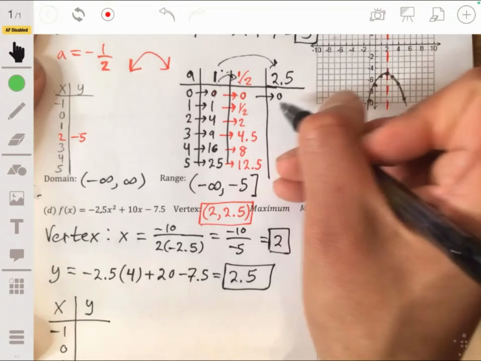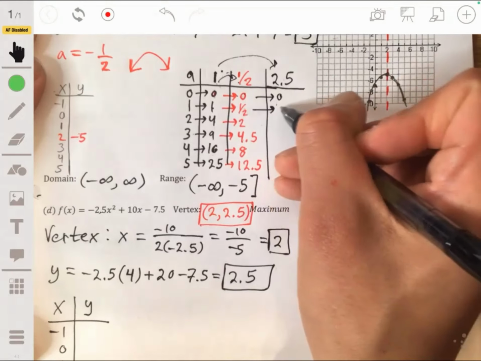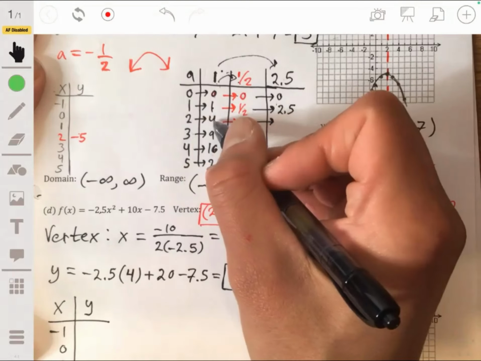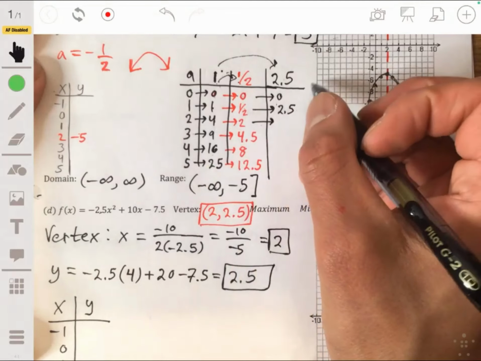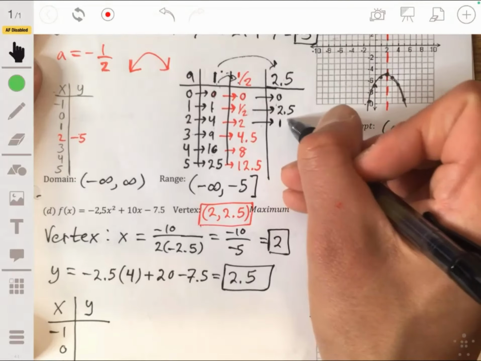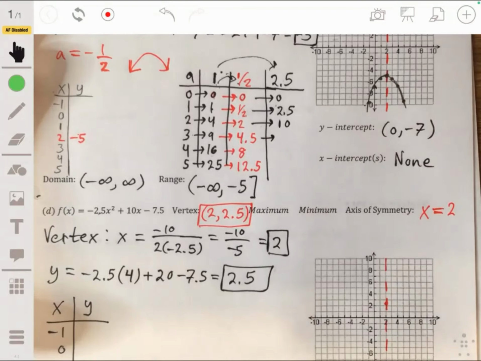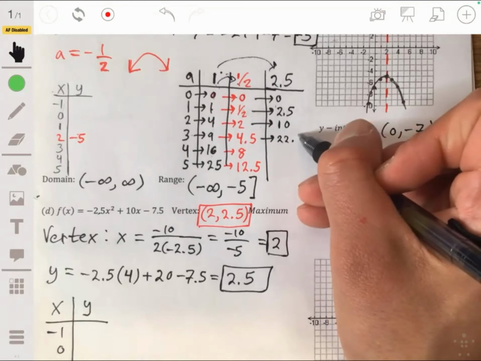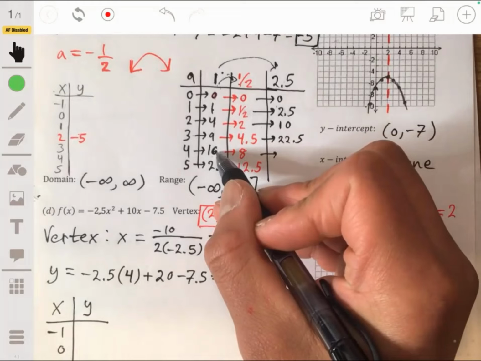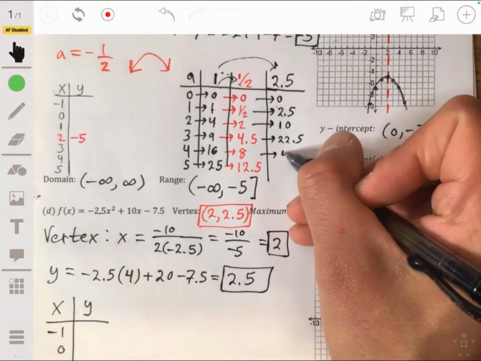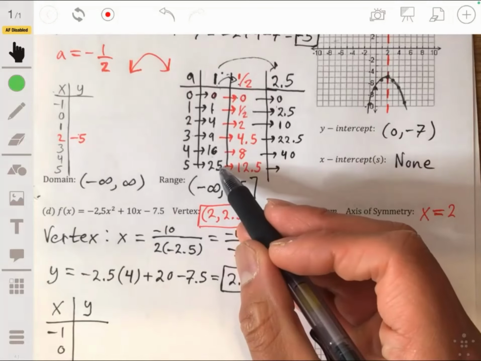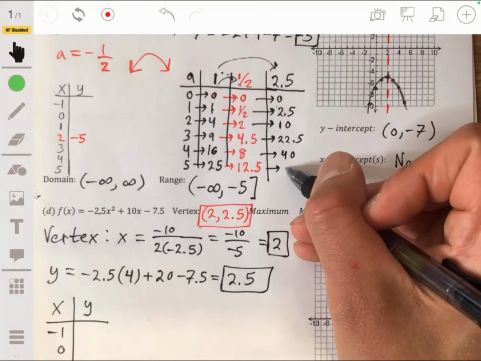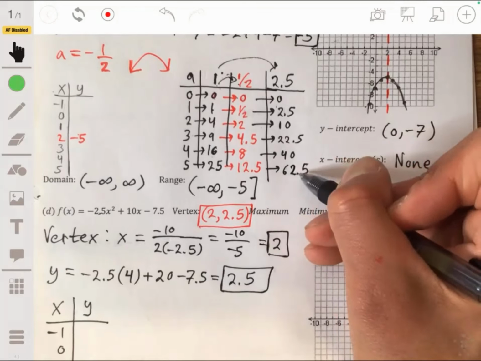So first we get 0, then 1 unit away will be 2.5 up, or 2.5 down. 2 units away, 2.5 times 4, that'll be, what is that, 10. 2.5 times 9, 22.5. 2.5 times 16, 40. 2.5 times 25 will be 62.5. You won't have to worry about going that far.